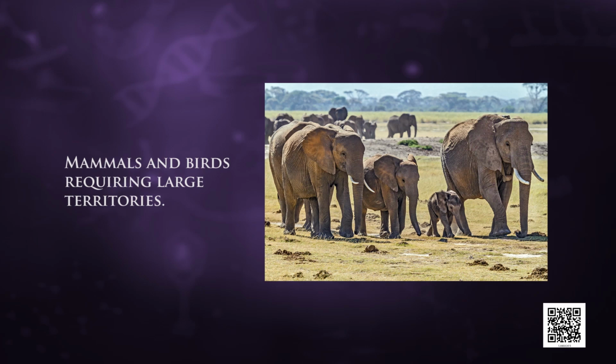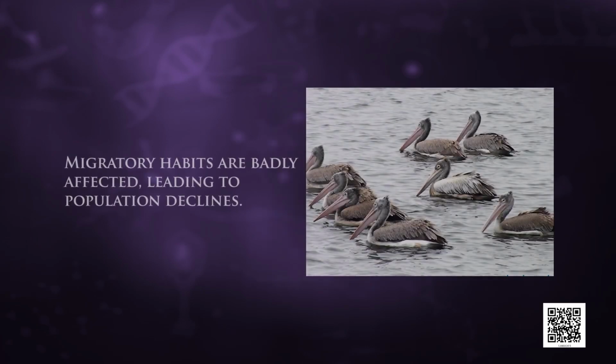When large habitats are broken up into smaller fragments due to various human activities, mammals and birds requiring large territories and certain animals with migratory habits are badly affected, leading to population decline.